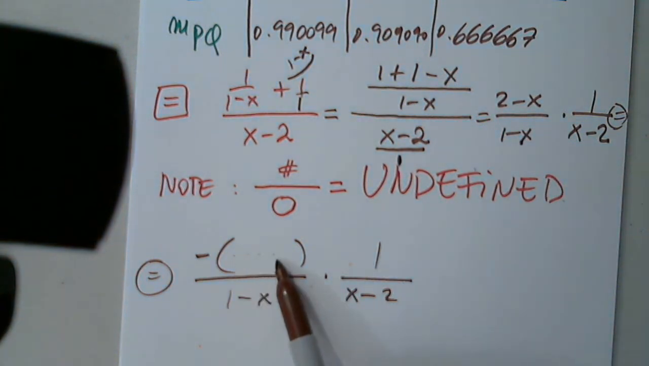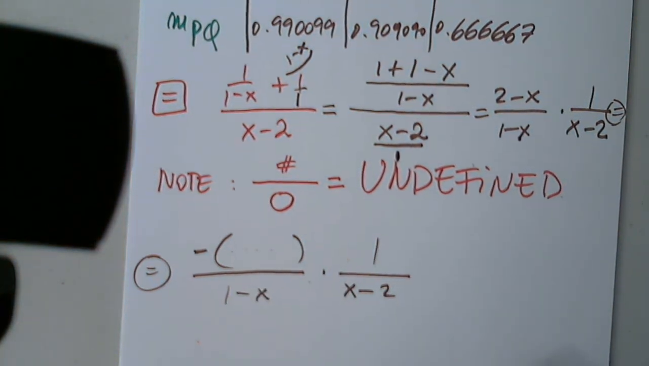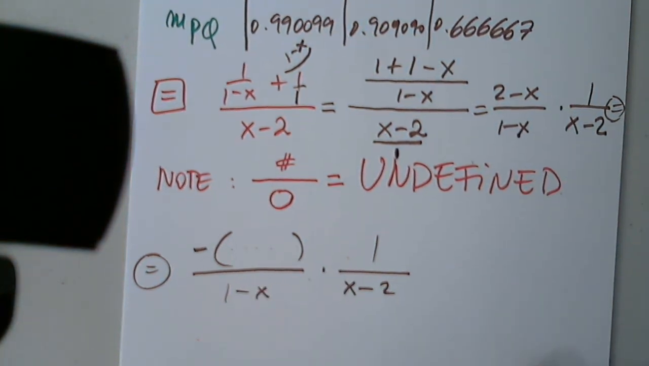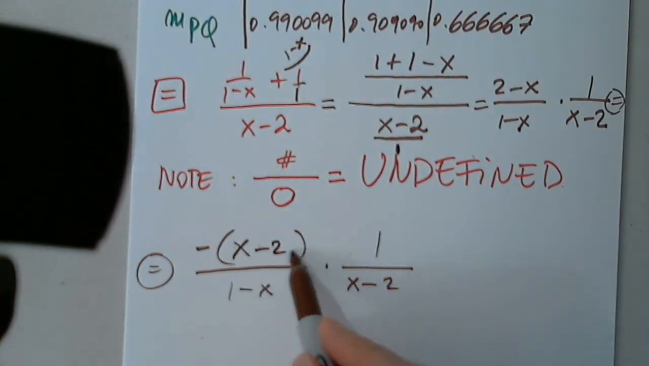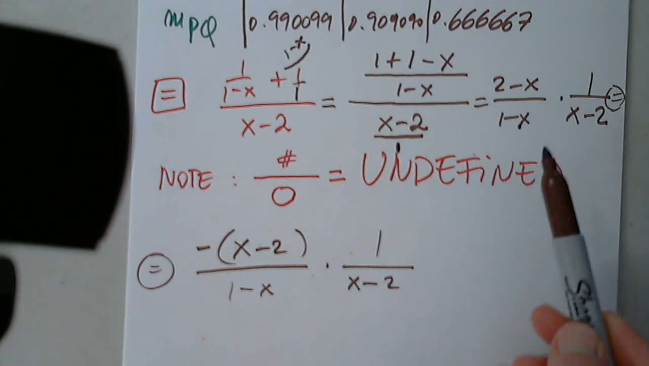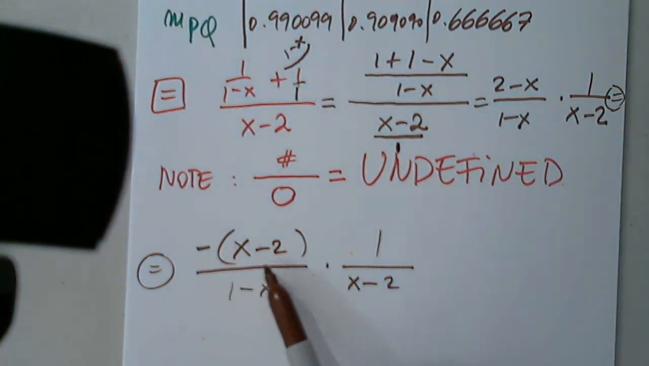So now what do I have here? Is it x minus 2? Good. So let's check. -1 times x, negative x. -1 times -2, positive 2. Now I can simplify.